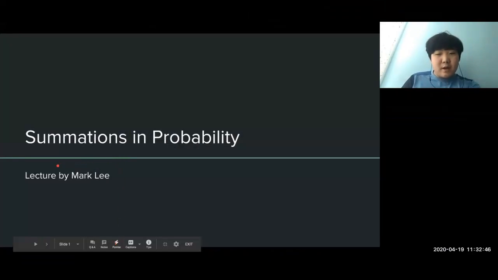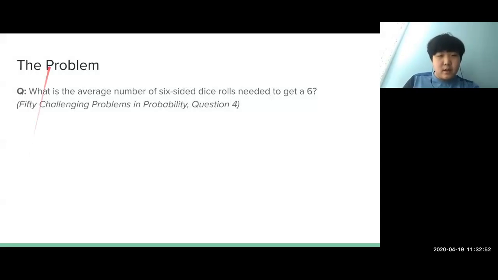Hello everyone, my name is Mark Lee, and today I'm going to be doing a lecture on summations in probability. This lecture is going to be founded upon one problem, and that is, what is the average number of six-sided dice rolls needed to get a 6? Now this problem is from a notable book in probability called 50 Challenging Problems in Probability, and this is question 4 among the 50 problems.